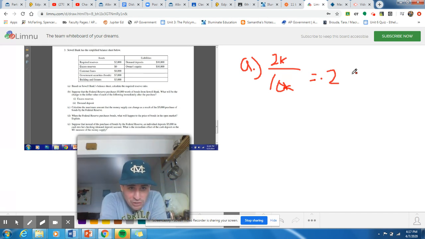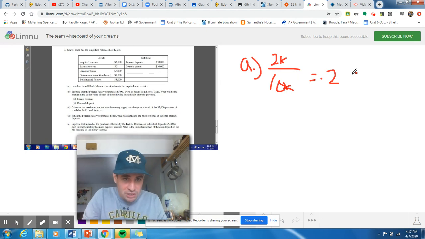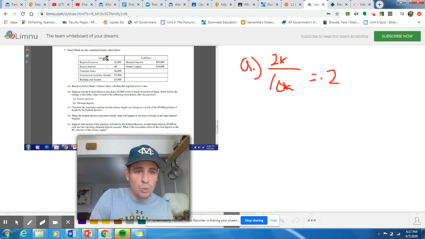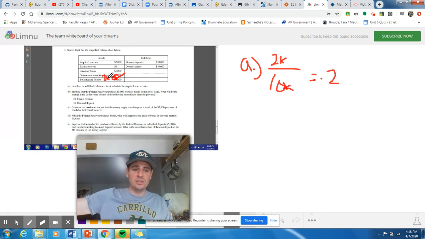Suppose that we're on B. Suppose that the Federal Reserve purchased 5,000. They buy 5,000 of bonds from Sewell's bank. What will be the change in the dollar value of the following immediately after the purchase? Well, does Sewell's bank have 5,000 worth in bonds that they can sell to the central bank? Yes, they do. So the Federal Reserve is going to buy 5,000 in bonds. So the 7,000 now becomes 2,000 in bonds, because 5,000 of that 7,000 is going to the central bank.